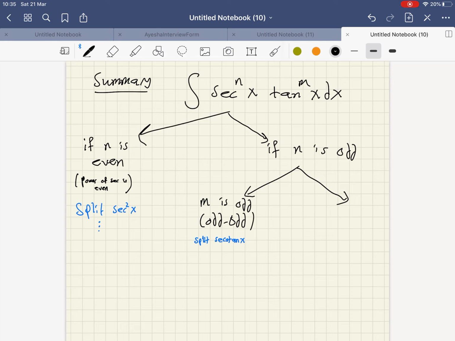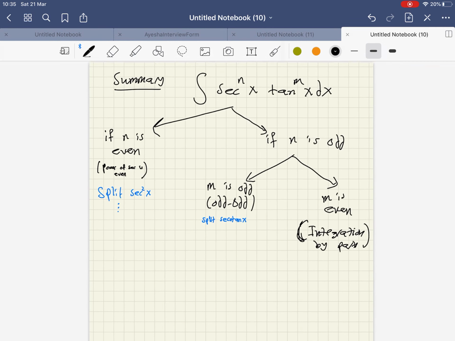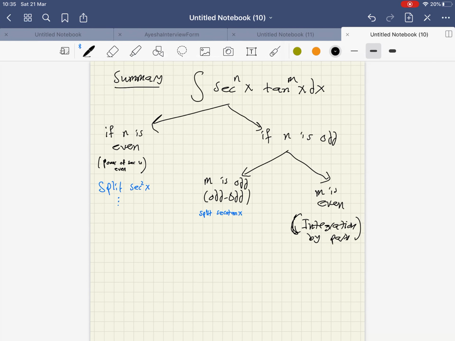If we have n odd and m even, we usually don't have a clear strategy, but usually we will use integration by parts. And in order to use integration by parts, we will use the following fact.